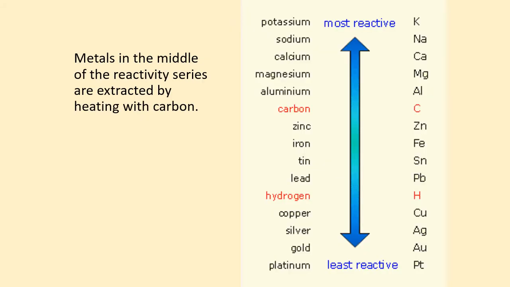Now, it's the metals in the middle of the reactivity series that can be extracted using carbon. So these ones here, the two that you need to know are iron and copper, but you can see that there are other ones in there that can be extracted using heat and carbon.